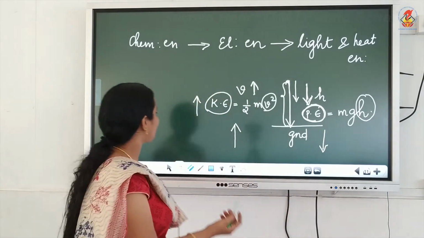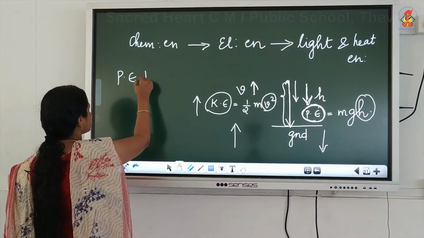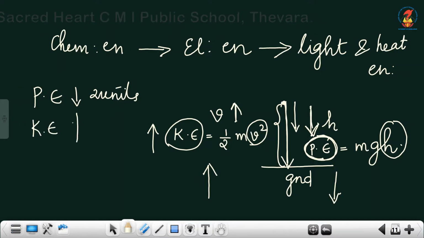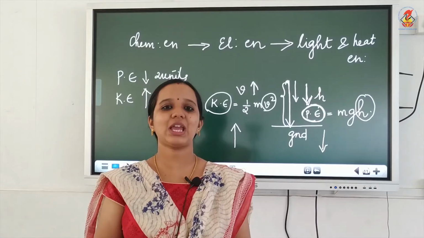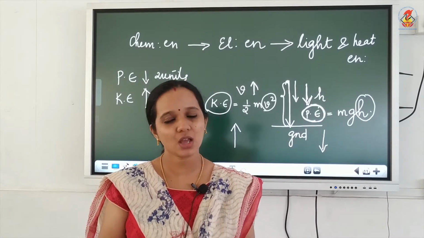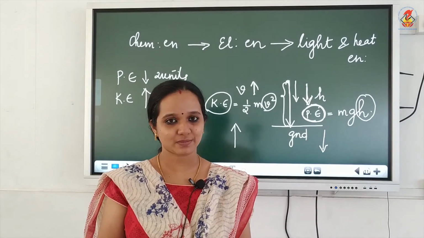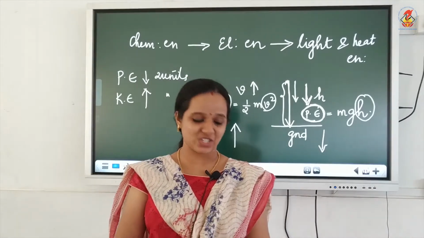So, if potential energy decreases by 2 units, kinetic energy will increase by 2 units. So, this balances the total energy and makes the total energy a constant. So, it does not violate the law of conservation of energy. The increasing kinetic energy and the decreasing potential energy will satisfy the law of conservation of energy. That is the answer for the 6th question.